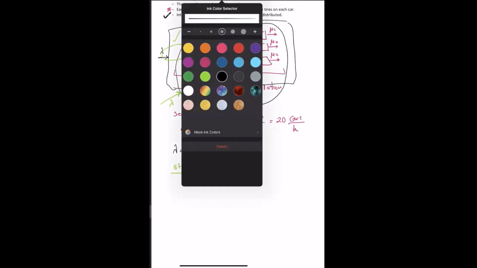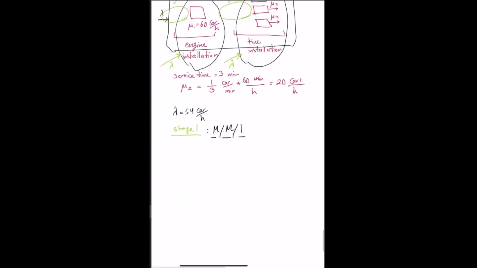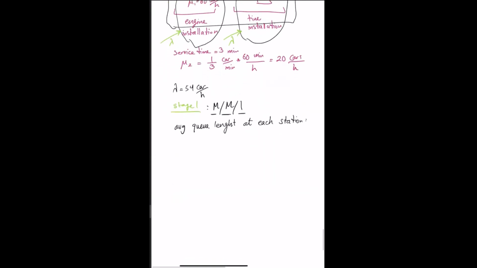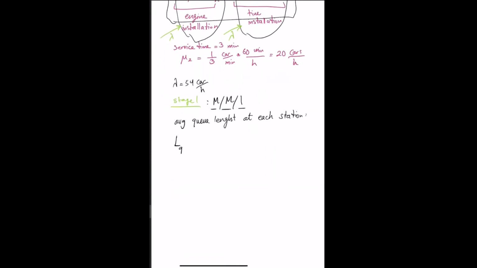So if that's the case, for stage 1, can you tell me what type of queuing system we are looking at? MM1. The inter-arrival time has exponential distribution, service time has exponential distribution, and the number of servers is 1. So that's the very first basic queuing system we learned. What I want to calculate here is the average queue length at each one of the stations. So what do I need to calculate here? LQ, the average queue length.